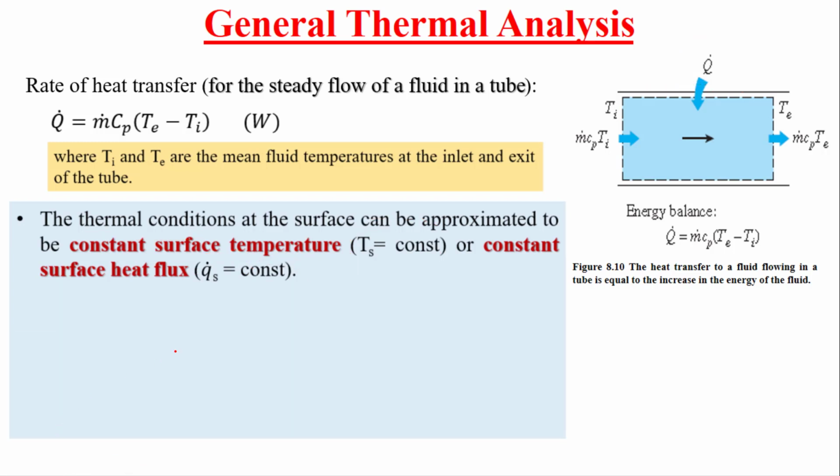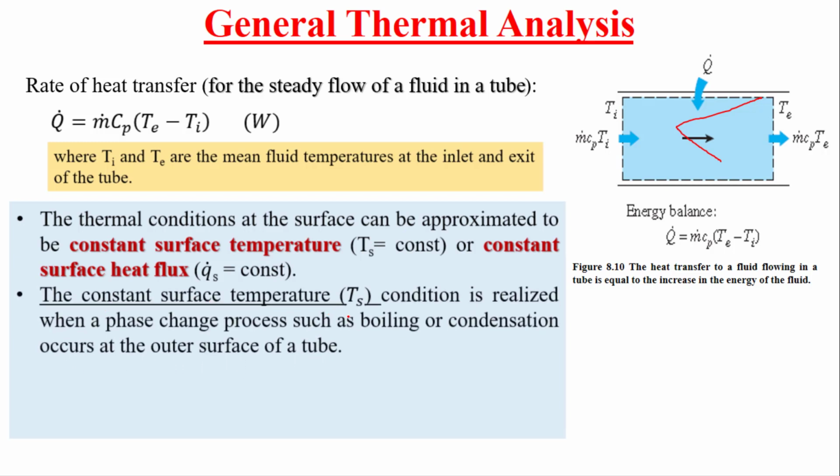So from here there is heat transfer to the flow, and the flow temperature is rising. So constant surface temperature: when we say that the surface temperature of the pipe remains constant, it means, or it results from, a condition that is realized when a phase change process such as boiling or condensation occurs at the outer surface of the tube. How can I maintain a constant temperature on the surface? By phase change, either boiling or condensation.